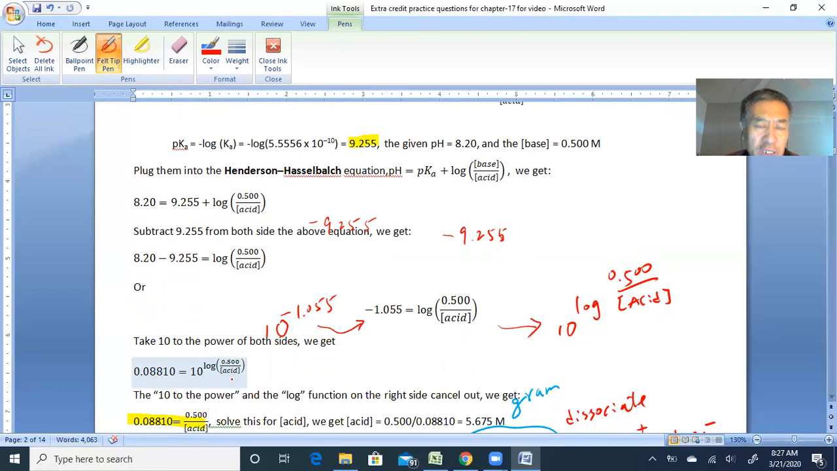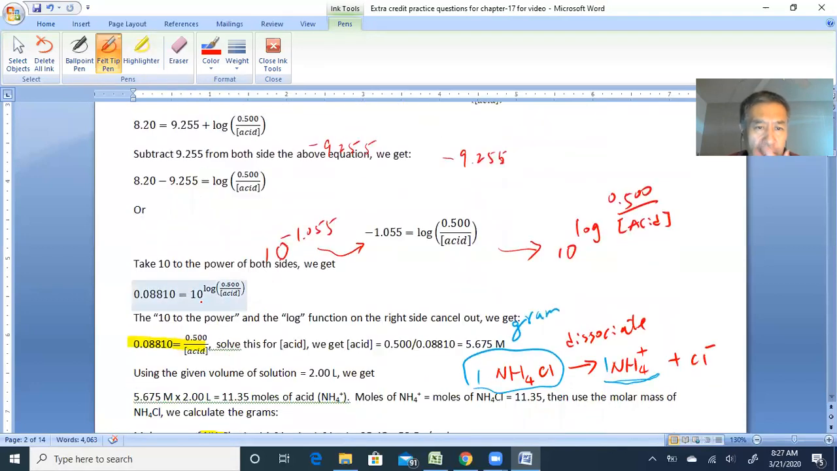0.08810, and then on the right side, 10 and log are anti-logs, so they cancel out. So therefore, finally, we get this equation. So that means these two cancel out. On the right side, we simply have 0.5 over acid. We solve this for acid concentration. So acid concentration equals 0.5 divided by 0.08810 equals 5.67 molar.